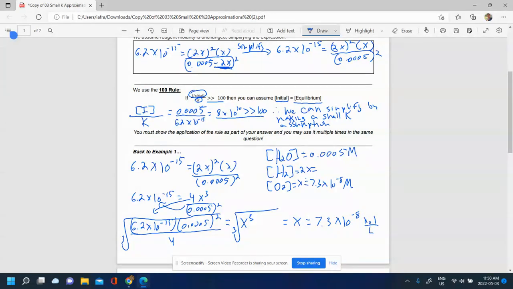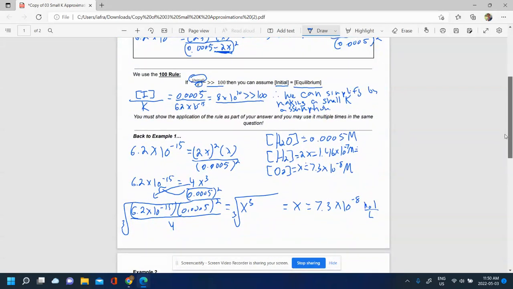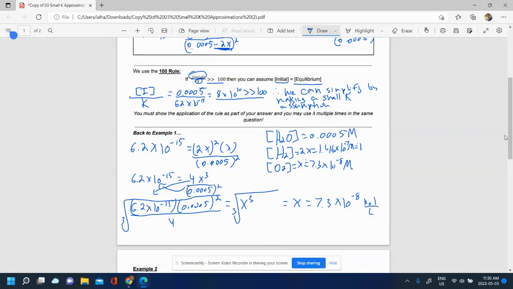So we get 7.3 times 10 to the power of negative 8 times 2, and we get about 1.46 times 10 to the power of negative 7 molar. Let me just double check, I think it was 2 sig figs I wanted. 2 sig figs, our K value is 2 sig figs. So we get about 1.5 times 10 to the power of negative 7 molar. So this is our concentration of H2, this is our O2, and this is roughly our H2O.